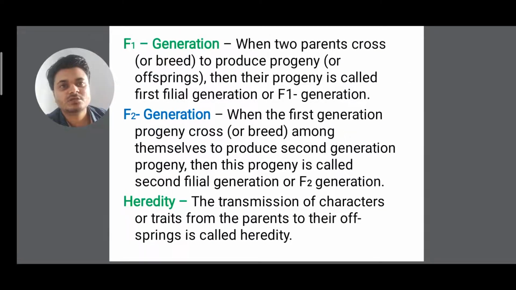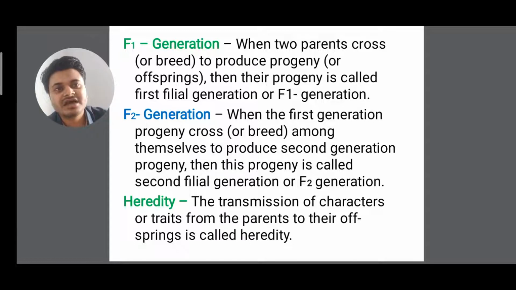Next is the F1 generation. What is the F1 generation? When two parents cross or breed to produce progeny or offspring, their progeny is called the first filial generation. The first time the crossing is done, it is called the first generation. F1 means first filial generation. Same for the F2 generation. F2 means second filial generation. When the first generation progeny cross or breed among themselves to produce the second generation progeny, this progeny is called the second filial generation or F2 generation.